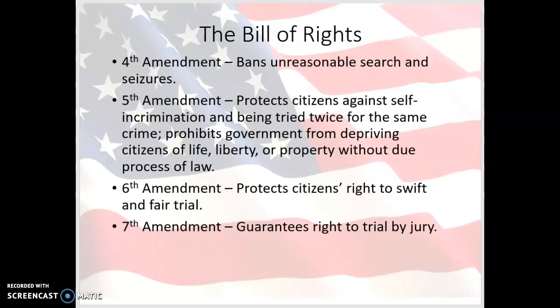The Fourth Amendment bans unreasonable search and seizures, so if the police ever want to search your home or your vehicle, they have to have probable cause or a warrant to do so. Under the Fifth Amendment, mainly you can't be tried twice for the same crime, so if you're found innocent of something, you can't go back to court for the same thing. Sixth Amendment, you have the right to a swift and fair trial. Seventh Amendment, you get a trial by jury, so in some cases, a jury will decide your fate instead of just one person.